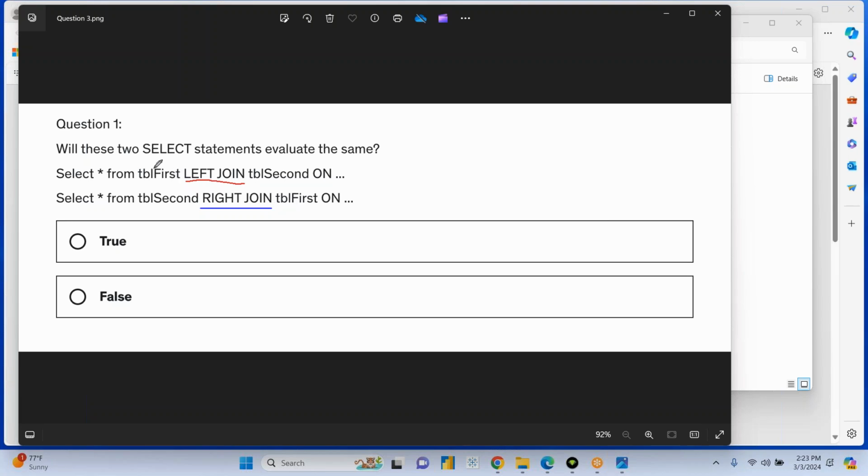TBL first is on the left-hand side for this statement, and TBL first is on the right-hand side for this statement. So these two select statements are prioritizing the same table. Left join is prioritizing TBL first, and right join is prioritizing TBL first. So yes, these two statements will evaluate the same. Any question you can solve with a left join, you can solve with a right join, but you must prioritize the tables. You must place them in the right order based on the join type you're doing. If you're doing a left join, make sure the table on the left-hand side is prioritized, same as on this side. So these two will be the same. I don't know if this is understood. I want to stop right here for questions. Is this understood?